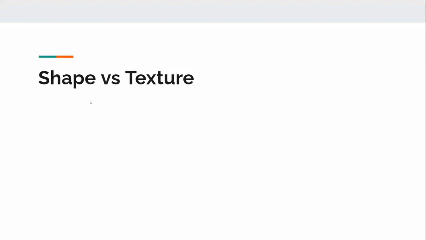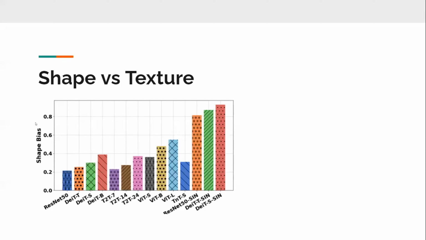So what this resulted in when testing shape bias, all shape bias is correct predictions made, a proportion of correct predictions made based on shape. So you'll notice here that ResNet 50 has a lower shape bias than all these other transformer models right here, which are just trained on regular ResNet.